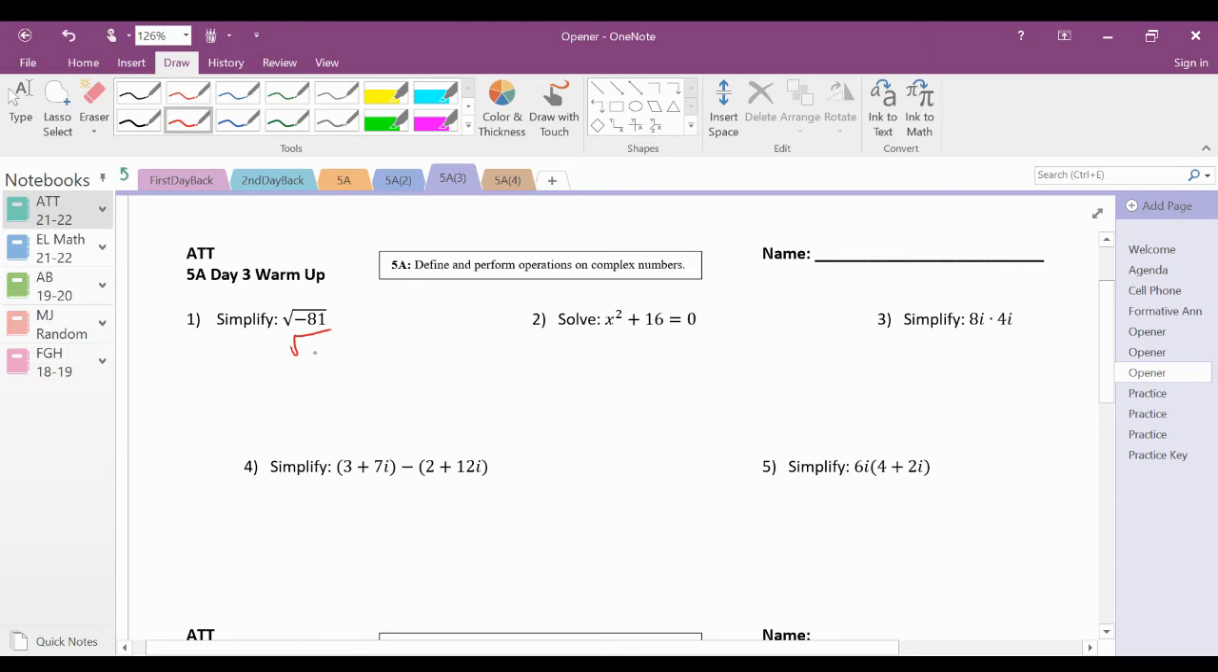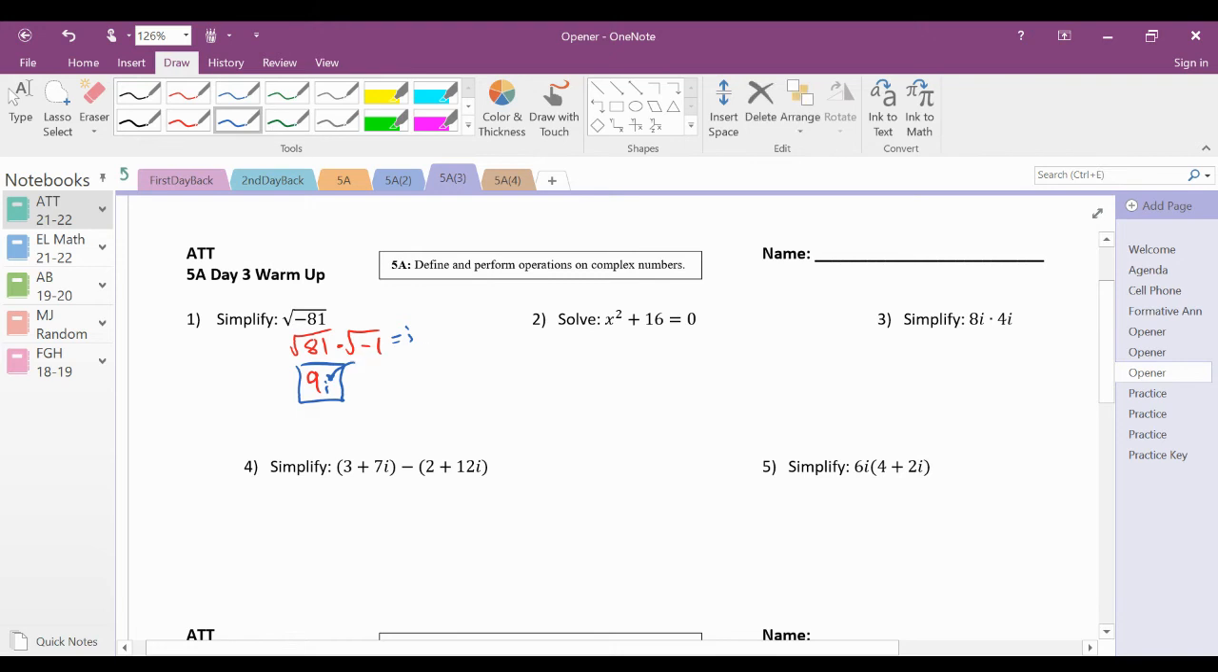Remember that we can think of that as the square root of 81 times the square root of negative 1. We know the square root of 81 is 9. The square root of negative 1, we learned, is equal to i. So that would put that i right there, and we get an answer of 9i.